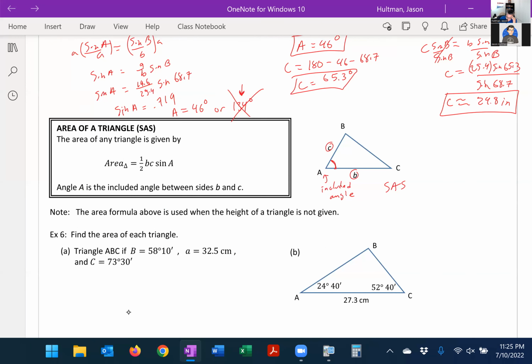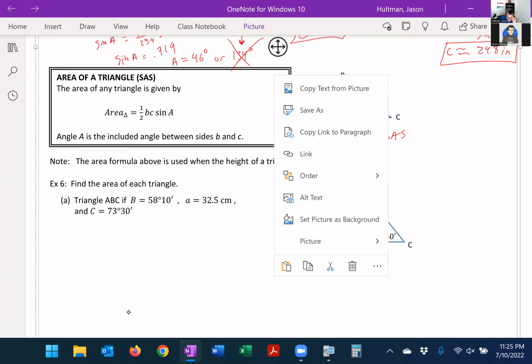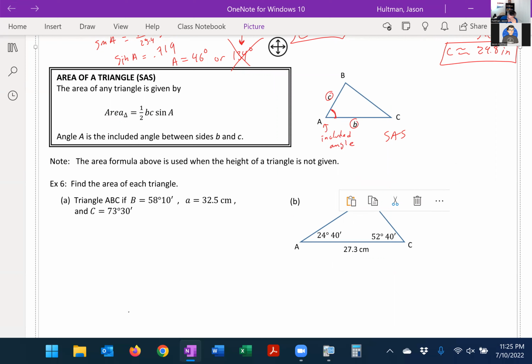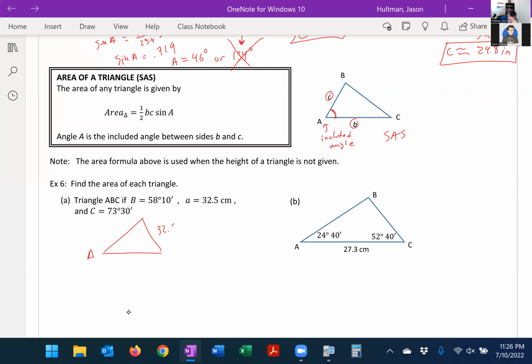Okay, so the area formula above is used when the height of the triangle is not given. So find the area of each triangle. Let's draw a triangle here and see what we're given and what's missing. We're given a couple angles and a side, but what we need is a couple of sides and an angle. So we're given an angle. Let's call this angle A. That's opposite side a, 32.5.